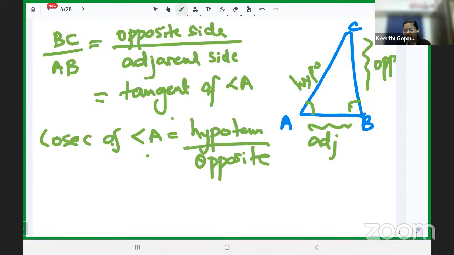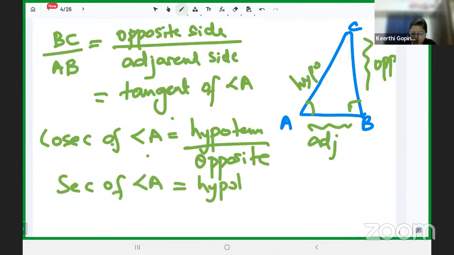Now again, in the second case, we defined cosine of angle A, which was adjacent by hypotenuse. If I reverse it, it will become hypotenuse by adjacent. That is known as sec of angle A. What was that? Hypotenuse by adjacent.